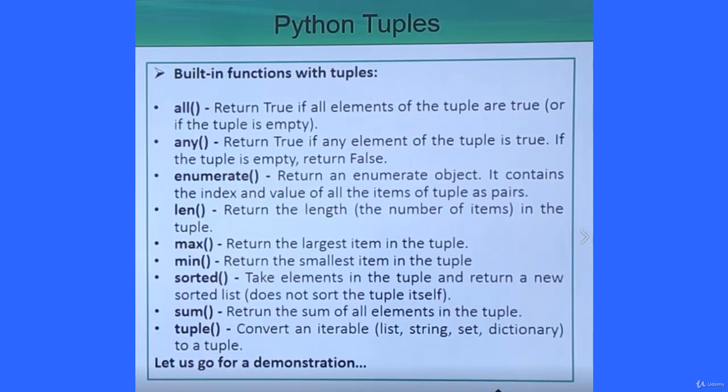Next one is tuple, which converts an iterable into a tuple. It might be a string, a set, or a dictionary converted into a tuple. So here we are having type conversions. Now let us go for a demonstration for better understanding of how we can define and operate with our tuple objects.